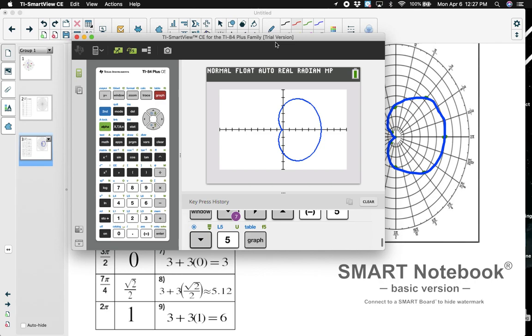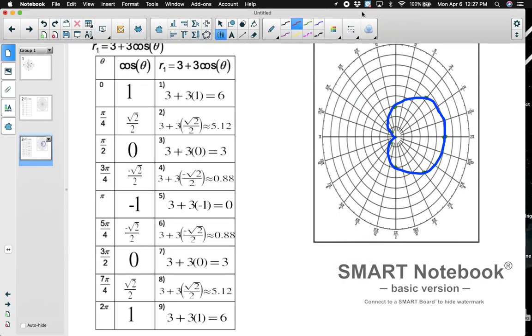Yeah, so that one looks a lot more like it. It's just because we stretched that y up and down. Alright, so that is how you graph a polar equation by hand.